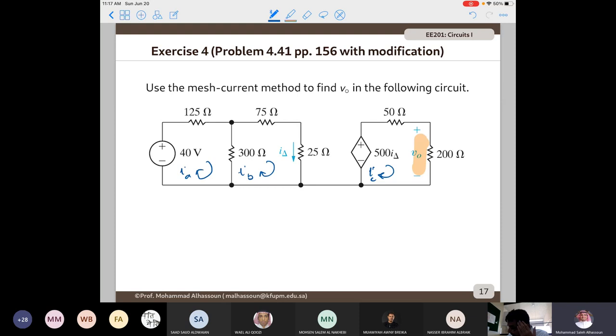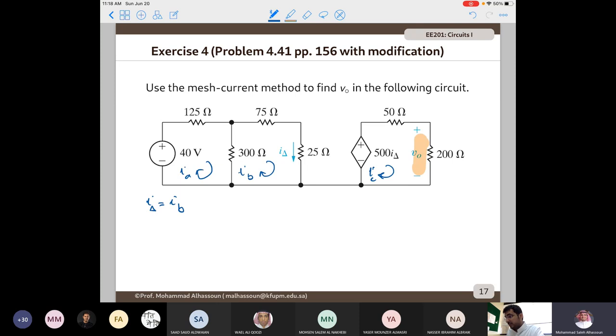Yasser? Yes, we start by IA. Before we start, Yasser, what is I delta and its relation to IB? I delta is IB. Good. You can see by inspection that we eliminate the need for four equations, because we have three equations and three unknowns, since we have three meshes. The dependent voltage source would add an extra equation, but noticing that I delta equals IB, we can easily substitute and eliminate the necessity for a third equation.